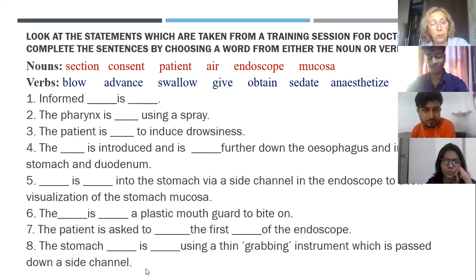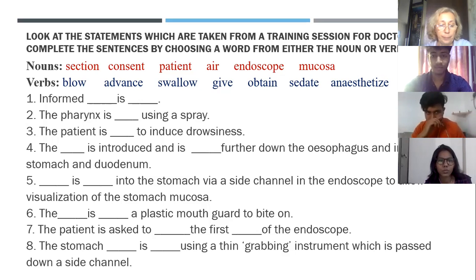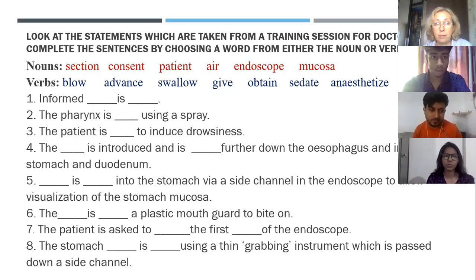Now I want everyone to think individually about the missing words here. I'll give you 5 minutes to complete the sentences. You may write the sentences or just complete them with the words which are missing. So 5 minutes to you. Ma'am, we need to write the full sentences? It's for you, you decide yourself.